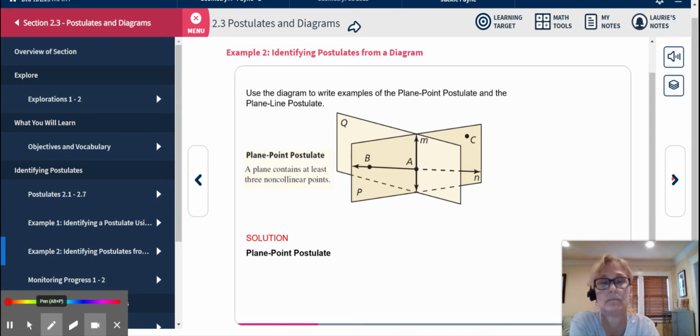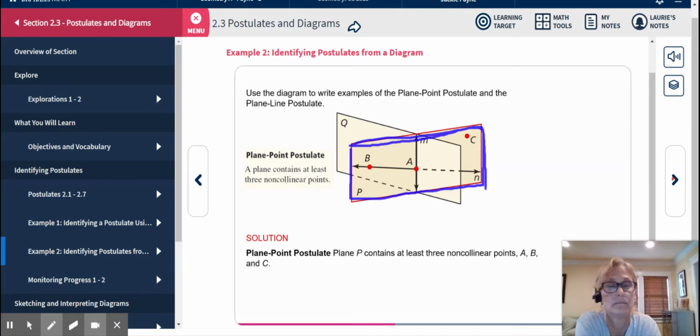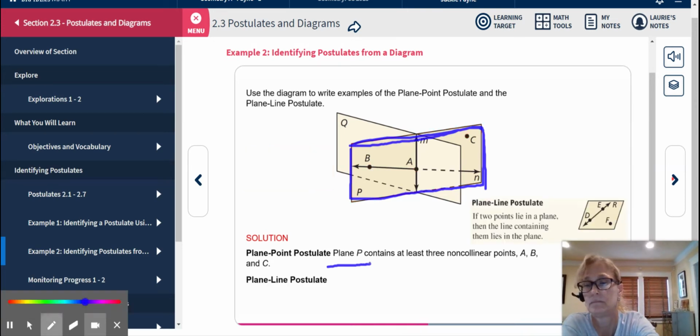From the diagram, you can see that points A, B, and C are in plane P and are non-collinear because they do not lie on the same line. So an example of the plane point postulate is plane P contains at least 3 non-collinear points A, B, and C. The plane line postulate states if 2 points lie in a plane, then the line containing them lies in the plane.